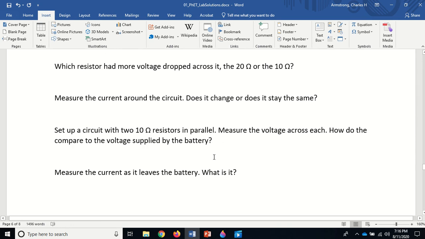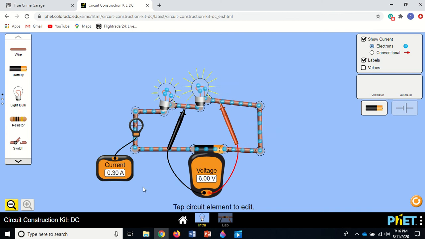Measure the current around it. That's not going to change. Well, it goes down because we've increased the resistance. See, it was 0.45, now it's down to 0.3 amps. So it went down because we increased the resistance. Instead of the total resistance being 10 ohms plus 10 ohms equals 20 ohms, now it's 10 ohms plus 20 ohms equals 30 ohms. So yeah, the current went down.